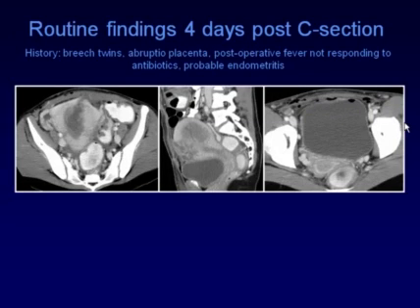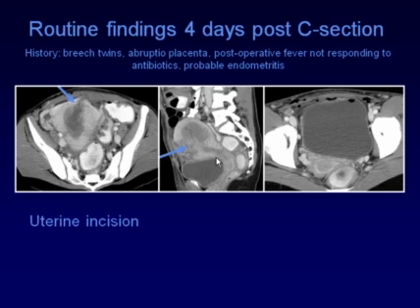This patient was 4 days after a cesarean section that was performed because of twins in breech position, and there was also an abruption of the placenta. The patient has a fever that is not responding well to antibiotics. This is the transverse view and the sagittal reformat in this patient.